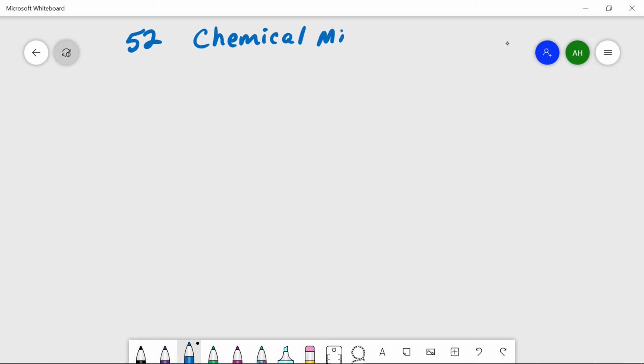All right, so this is chemical mixture problems type A. We're going to have two different lessons on this. We'll have one now and we'll have one again when we get to lesson 61. Okay, so what we're going to look at here is if I have two different constituents that I'm going to mix together to get a desired result.